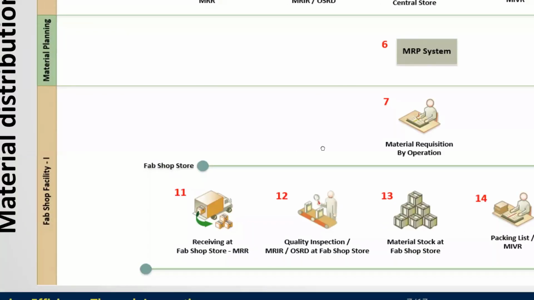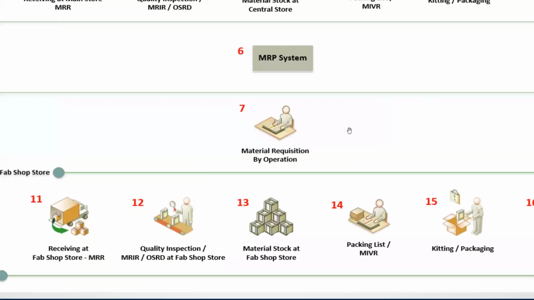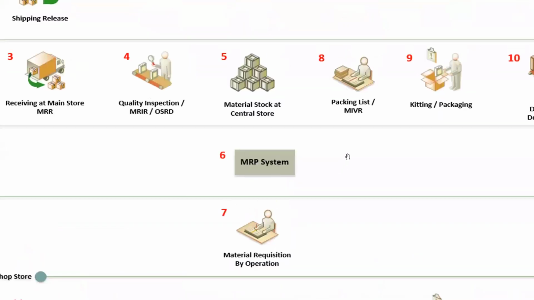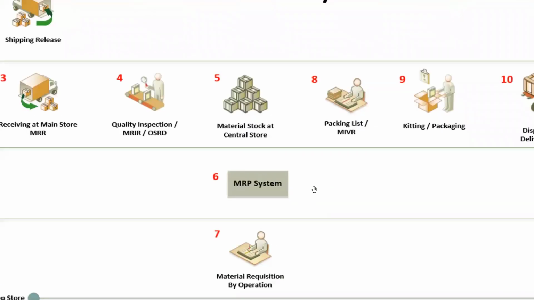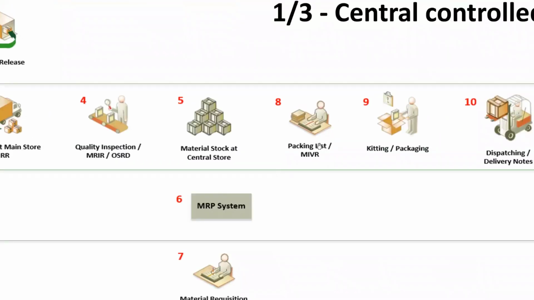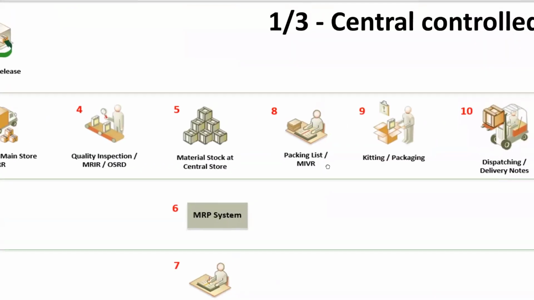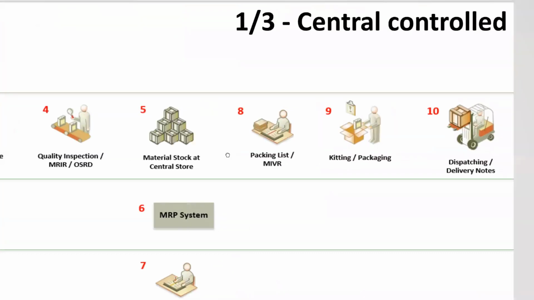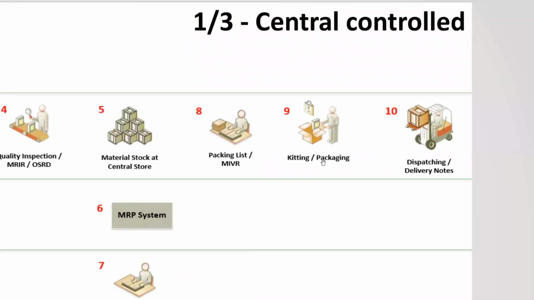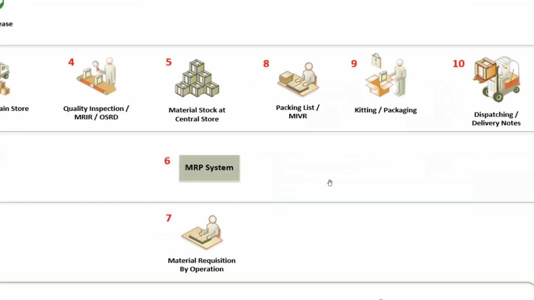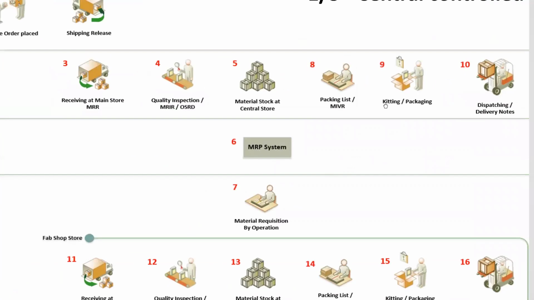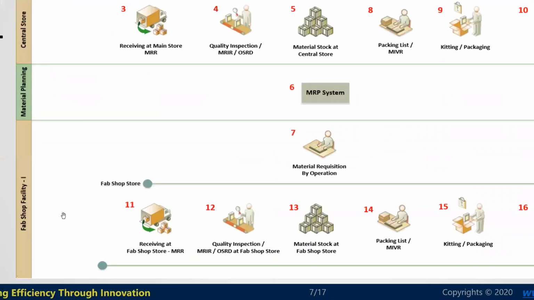The fabrication shop facility will raise the material requisition for further issuance. Based on their requisition, the packing list or the MIVR, which is nothing but the soft MIV copy, will be generated at the central store. Then material kitting and packaging will be done, and it will be dispatched to the delivery location. So dispatching will be done and delivery notes will be tracked. Dispatching will be done to the fabrication shop facility.